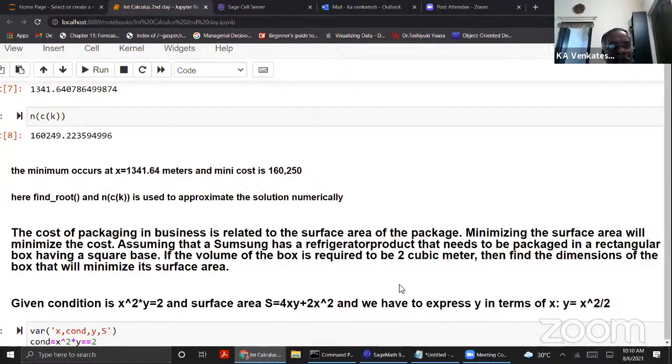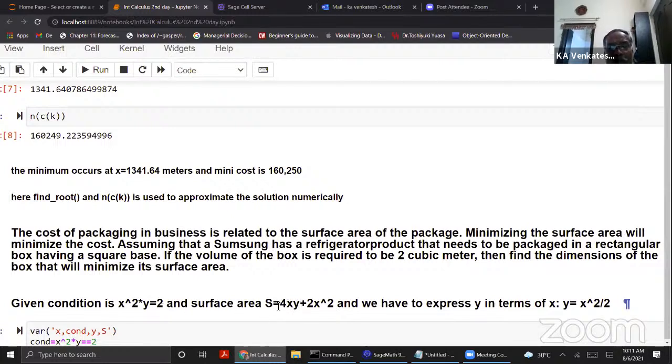So minimize this. Normally what we do is we find the surface area, then use the given condition, and from that express the multivariable expression as a single variable term. Then it is easy to do with calculus. The given condition is that the volume of the box is 2 cubic meters. That can be expressed as x square y equal to 2, because it's a square base, x into x into y. So therefore x square y equal to 2.